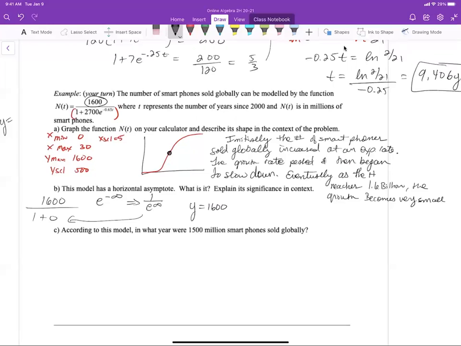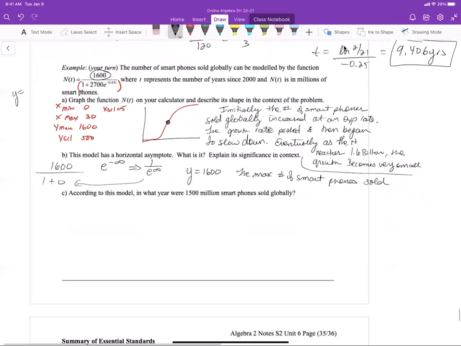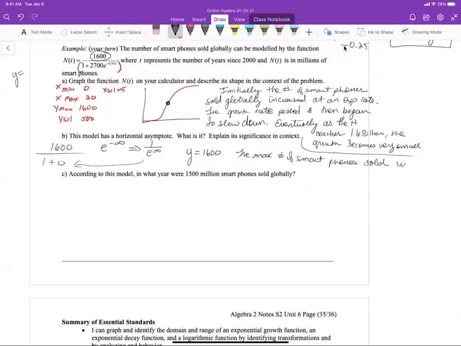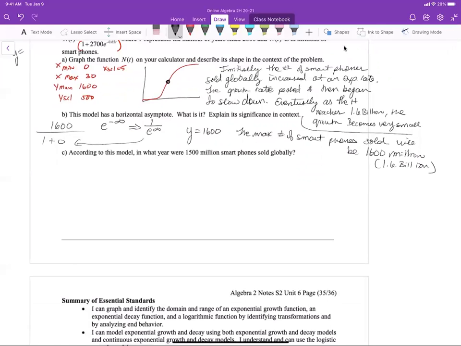What does that mean? That is the max number of smartphones sold. Sold globally. It doesn't say per year, even though he said per year. But anyway, that's what that number means. What is the number? It will be 1,600 million, which is where the 1.6 billion comes from. According to this model, you didn't have to convert that. I'm just telling you what that is.